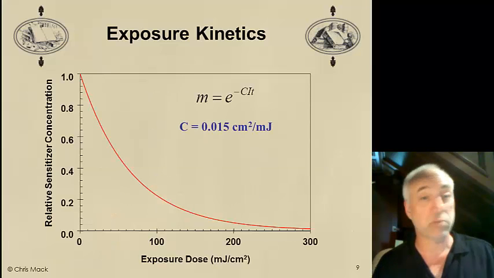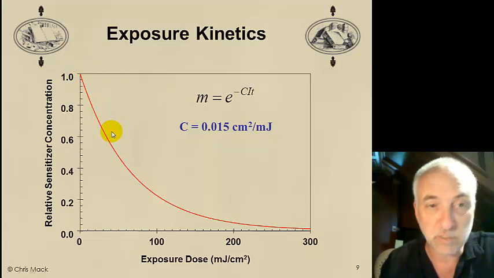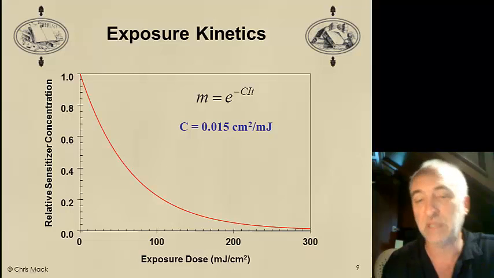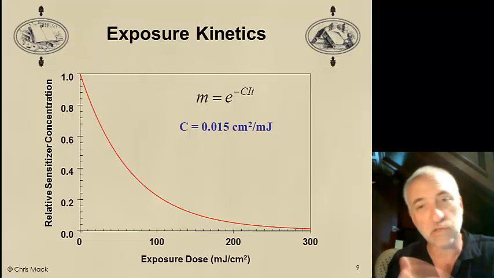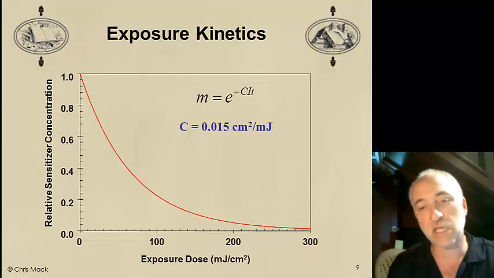So if I were to plot that equation, little m starts at 1 for completely unexposed material, and if I were to give it an infinite dose, it would eventually level off at 0 in this classic exponential curve. I times T is the exposure dose or energy.